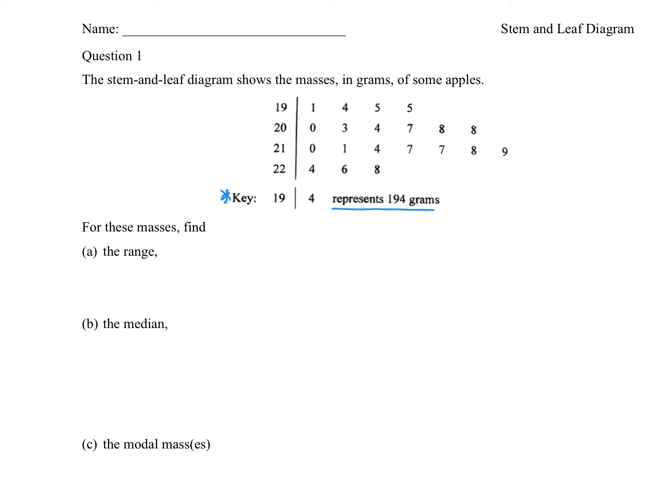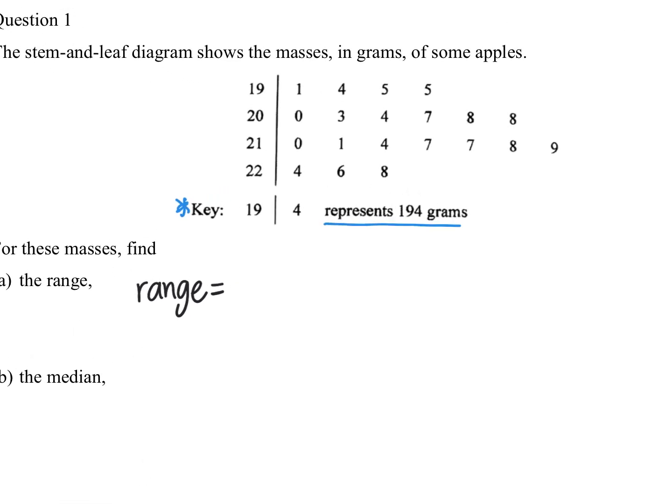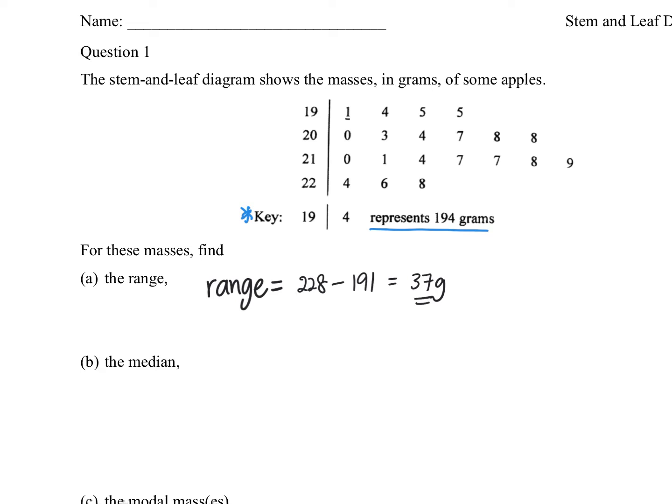Now the first data that we're going to look at is the range. So range is given by the maximum value minus the minimum value. In this case, our largest value is the number 228, subtract our smallest data value 191. That will give me 37 grams.